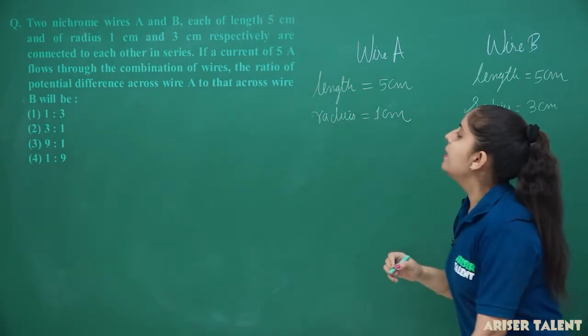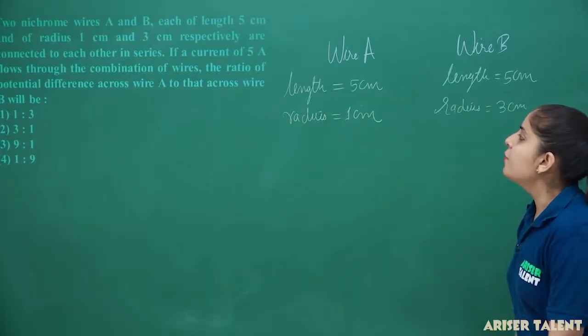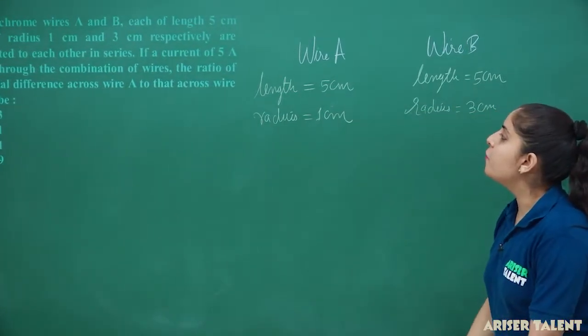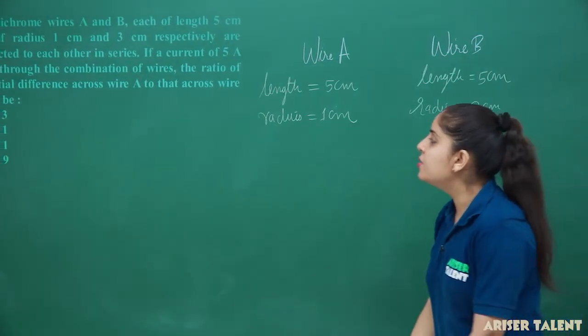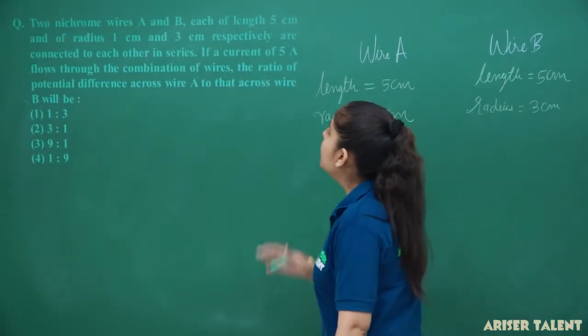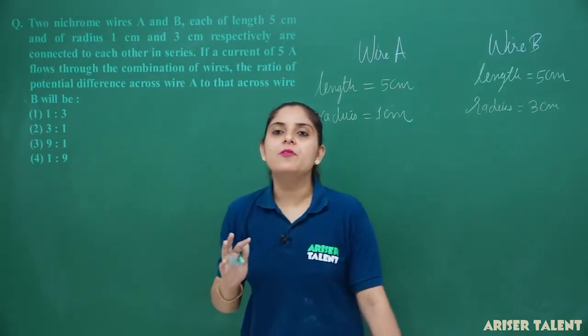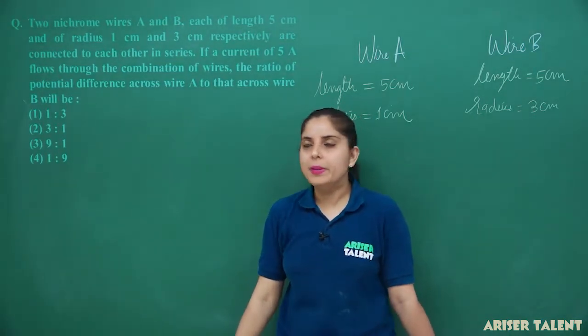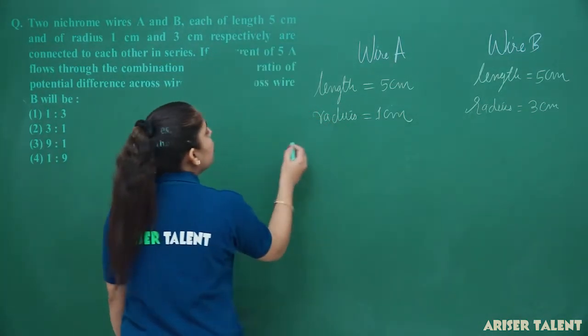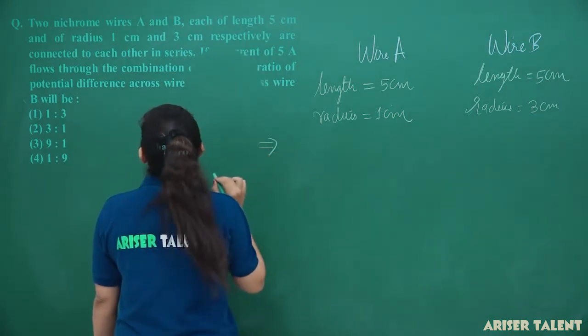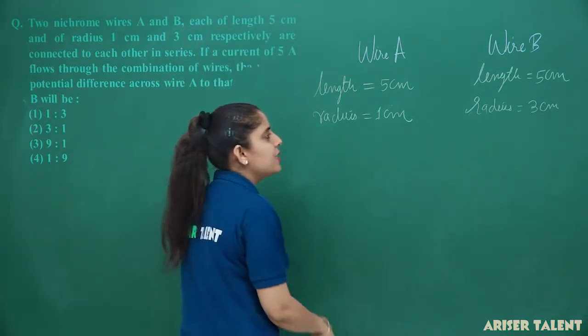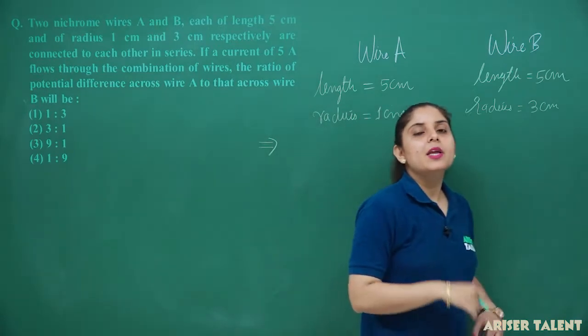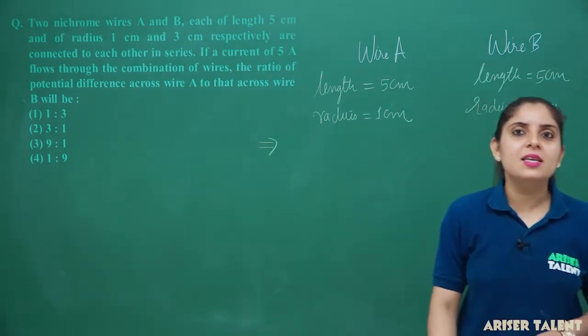Now, they are connected in series and if a current of 5 ampere flows through the combination of the wires, you have to determine the ratio of the potential difference between point A and B. So what you have to do, you have to calculate the potential difference in both the cases. So firstly, we have to determine the resistance in both the cases.